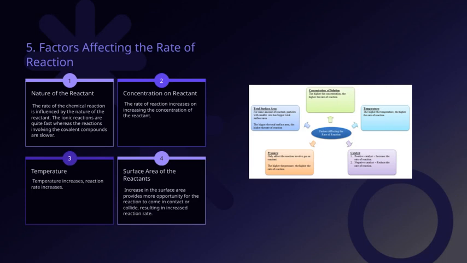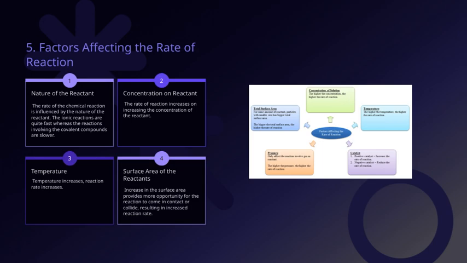Let's take a closer look at the factors that affect the rate of reaction. First, surface area plays a crucial role. When the surface area increases, it provides more opportunity for the reactant particles to come into contact or collide with each other. This naturally results in an increased reaction rate because more collisions mean more chances for reactions to occur.